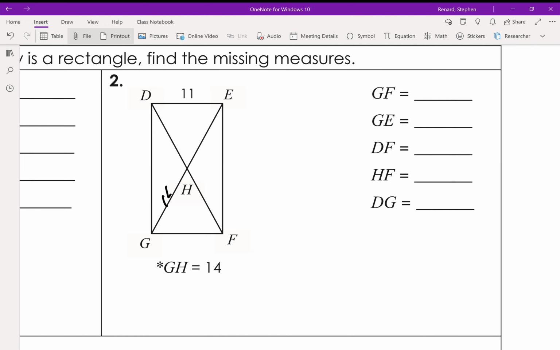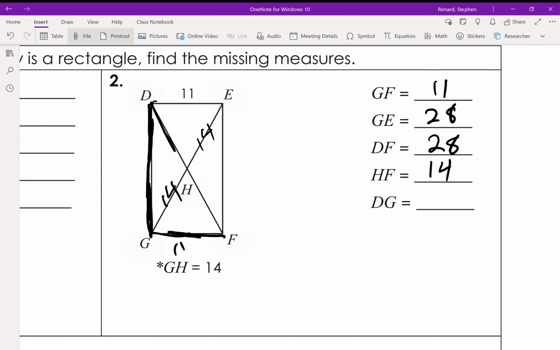So if we start off with this being 14, we know that this is 14 as well, which makes G to E 28. How do we know that it's 14? Well, because it's a parallelogram, so the diagonals bisect each other. You know, GF is 11. Because it's a rectangle, we also know that the diagonals are congruent. So D to F is also 28, which makes H to F 14, which only leaves D to G. So if I have D to G right here, I know this is 11 right here, and I know this is 28 right here.